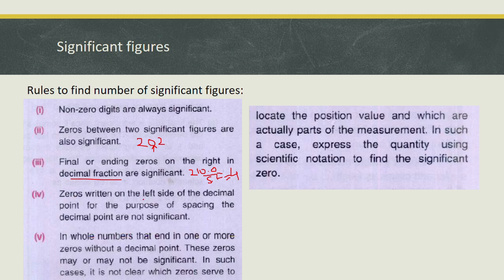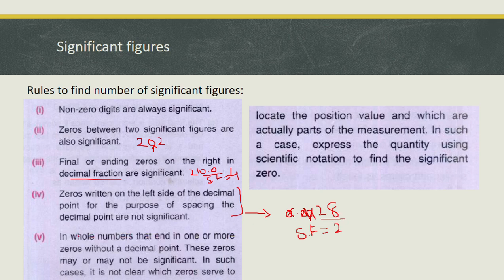Now zeros on the left side of the decimal used for the purpose of spacing are not significant. Remember this point. For example, I am writing a number like 0.0028. Significant figures, SF stands for significant figures, are only two. The 2, 0 and this 0 are not significant. Only 2 and 8 are significant figures.